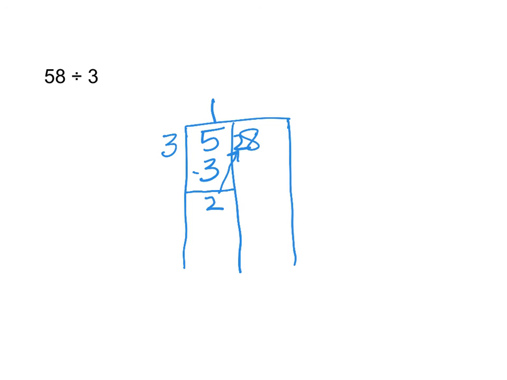So how many times does 3 go into 28? Well, if I do my counting, I know that 3 goes into 28 9 times, and 9 times 3 is 27. And when I do the subtraction there, I'm left with 1. So that 1 that I'm left with is my remainder. So my quotient here, 58 divided by 3, is equal to 19 with a remainder of 1.